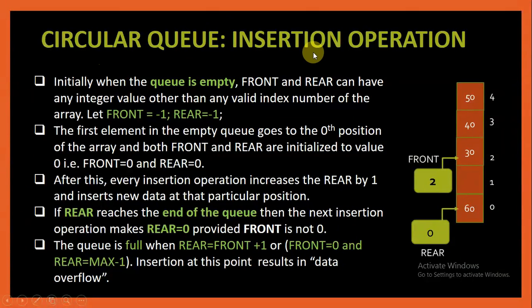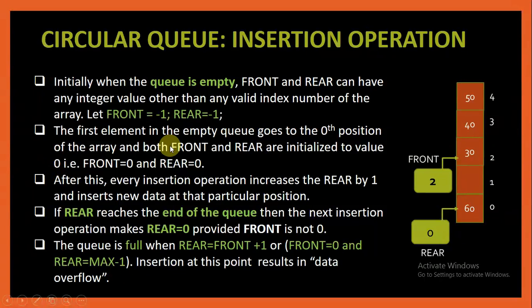Circular queue insertion operation. Initially, when the queue is empty, front and rear can have any integer value other than a valid index number of the array. So we can initialize front and rear to -1. It should not be any valid index number, and valid index numbers of an array start from 0. The first element in the empty queue goes to the 0th position of the array, and both front and rear are initialized to value 0.